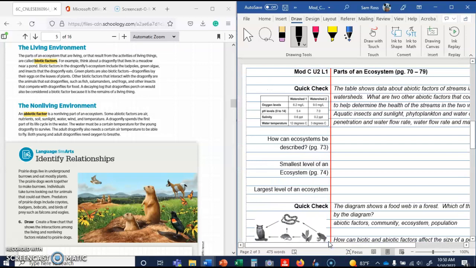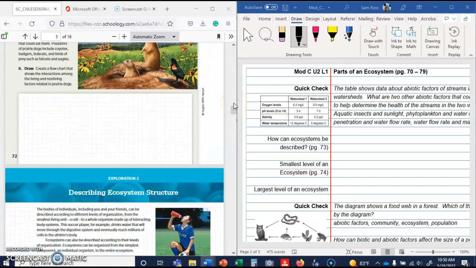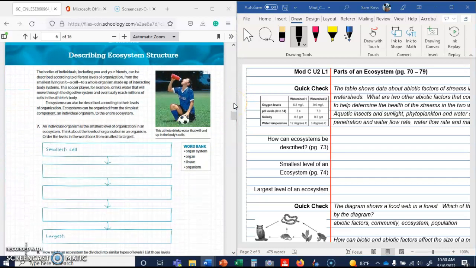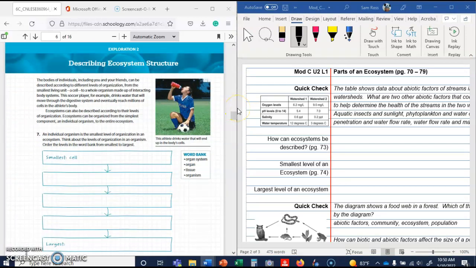And now we're back to our notes. How can ecosystems be described? We're on page 72. We need to get to 73. In the second paragraph, it says, ecosystems can be described according to their levels of organization.